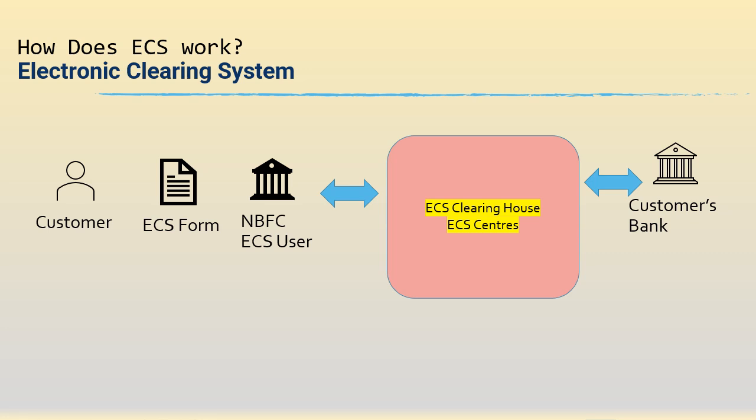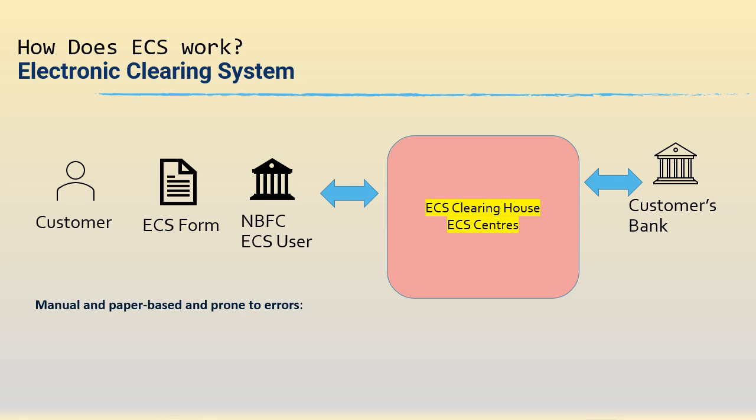Once this mandate is created, the NBFC can then every month send a collection file to collect the EMI amount from the customer's bank. The customer's bank will validate from the previously filed mandate. So this is how ECS used to work, but there were a lot of disadvantages.